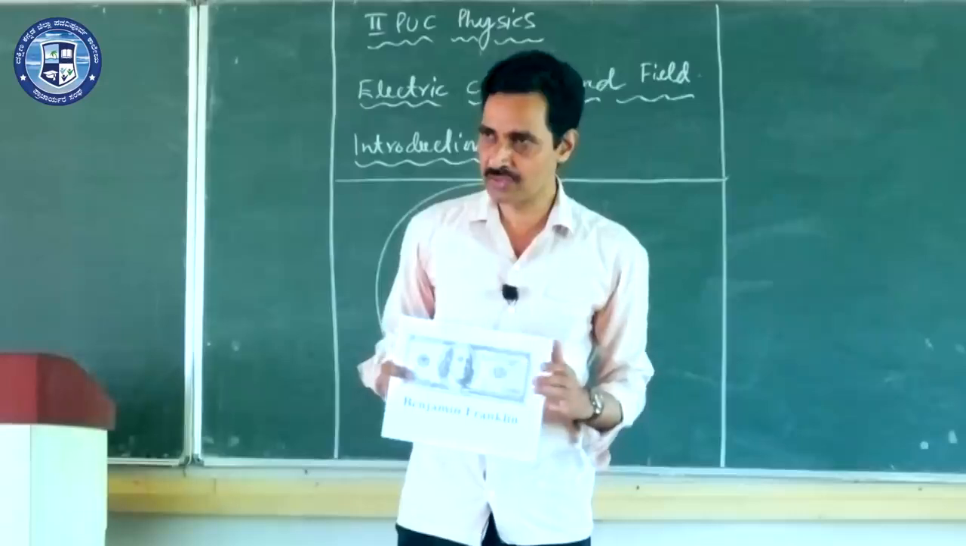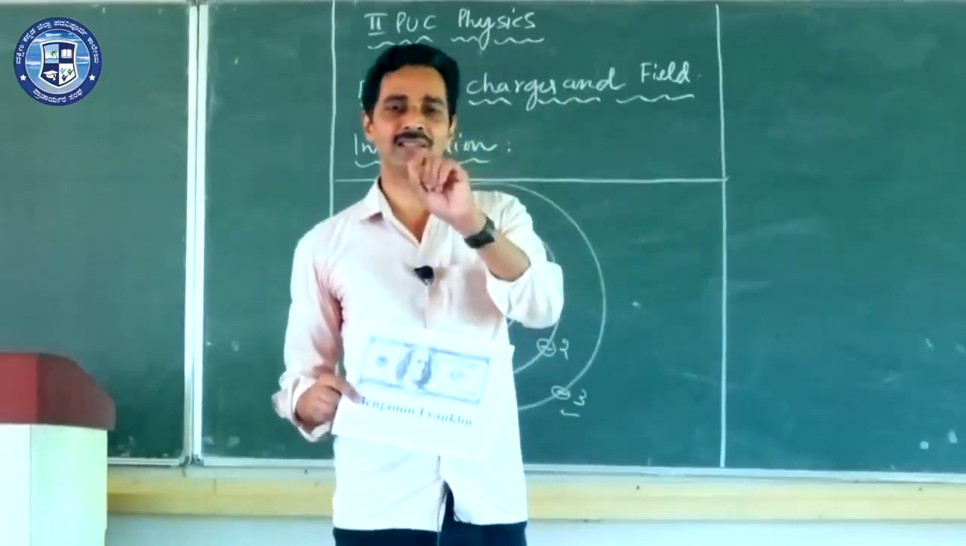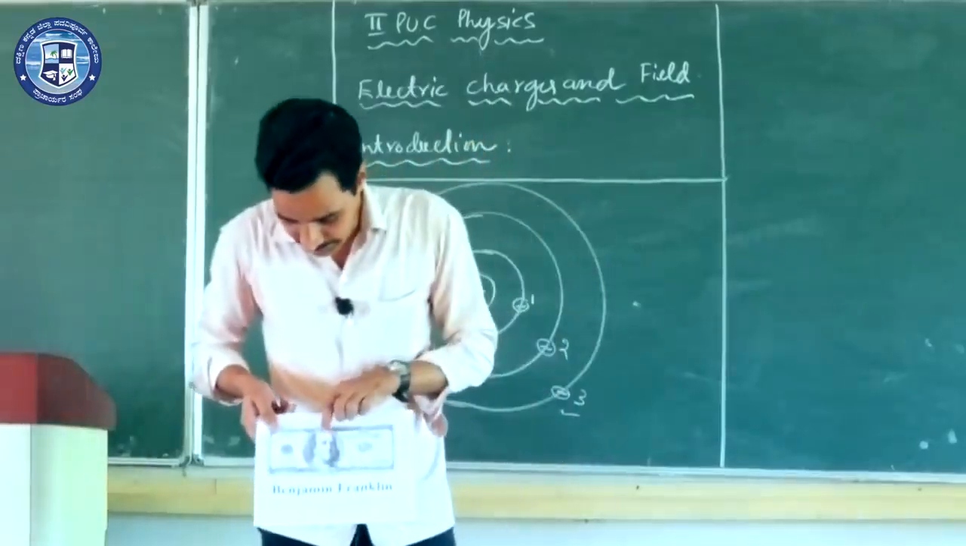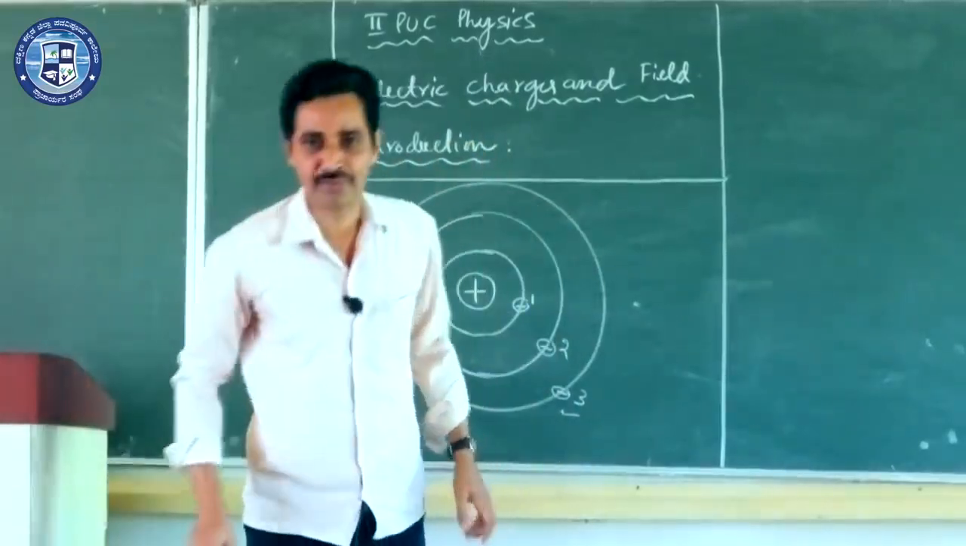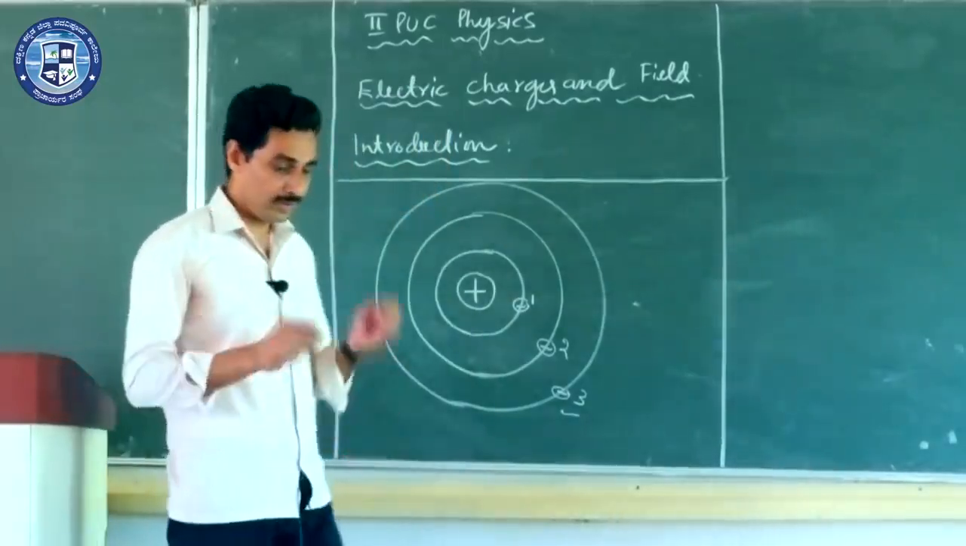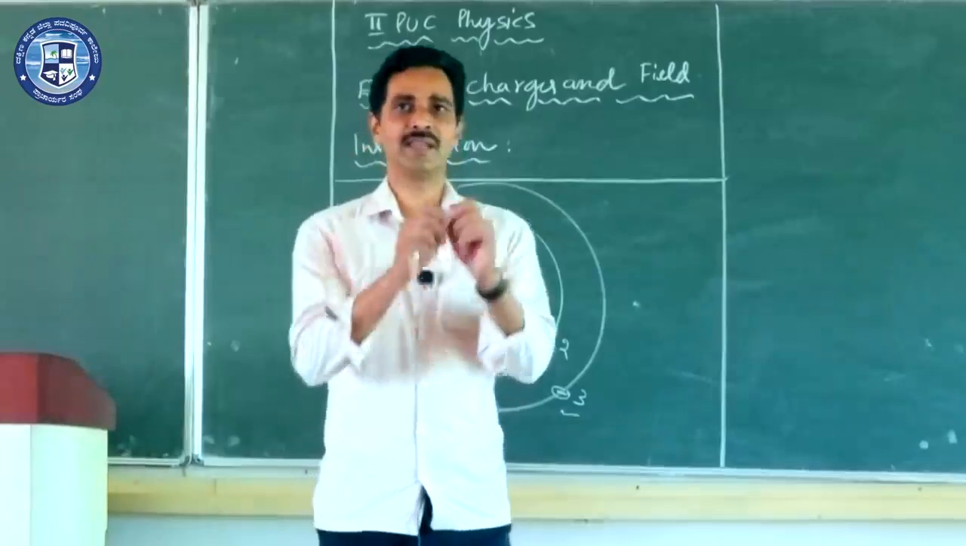So this may be a one mark question. Who named charges as positive and negative? It is Benjamin Franklin. So you have seen him, right? This is Benjamin Franklin, and you can see his photo on the $100 note in America. Okay. So we will take the charges as positive and negative.